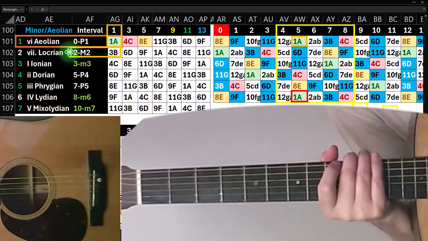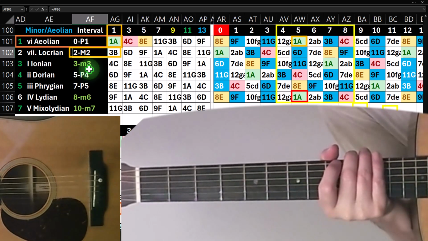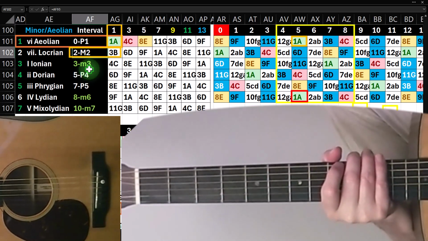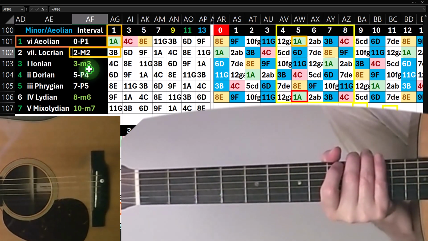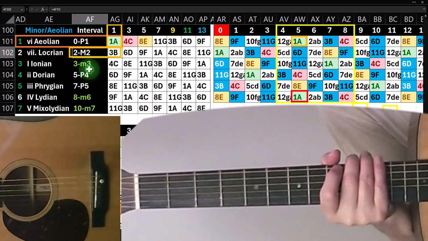We're on the 2-note away major second. So, 2-note away major second. This is the one that you would think in the main minor, the Aeolian mode, would be a 1-note away flat second, but no, it's not. It's actually the same interval as the major scale.